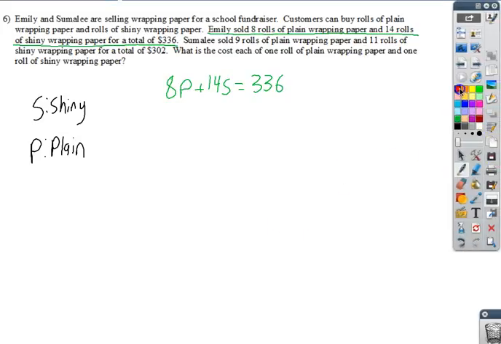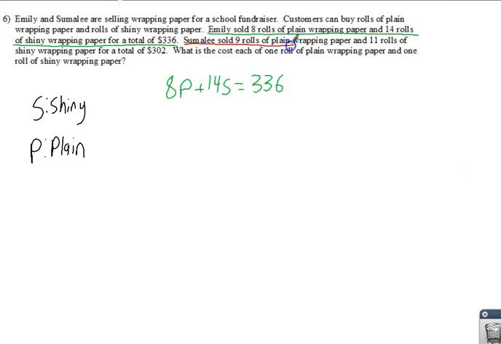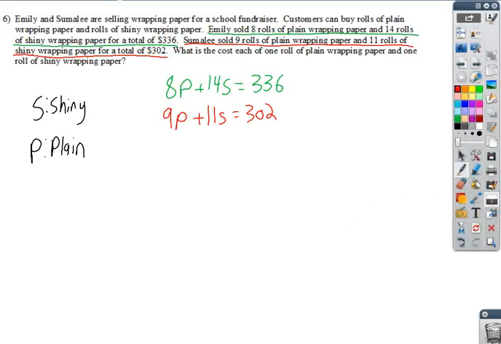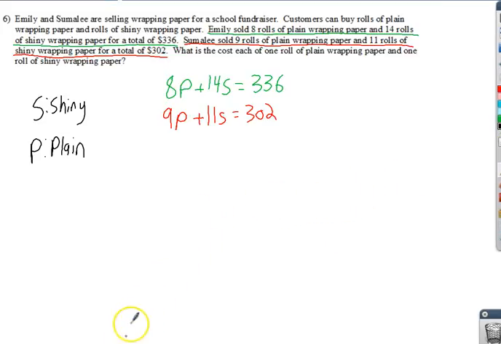Alright, let's look at Sumali. They sold 9 rolls of plain and 11 rolls of shiny for a total of 302. So 9 plain plus 11 of the shiny equals 302. So the question I have is, what am I going to multiply these things by, and what variable do I want to get rid of? Well, I'm going to attempt to get rid of the p's because I don't really want to deal with 14 and 11 if I can. So I'll multiply the top equation by 9 and the bottom equation by negative 8 because I really don't want to deal with subtraction. So what I end up doing here is doing some multiplication.